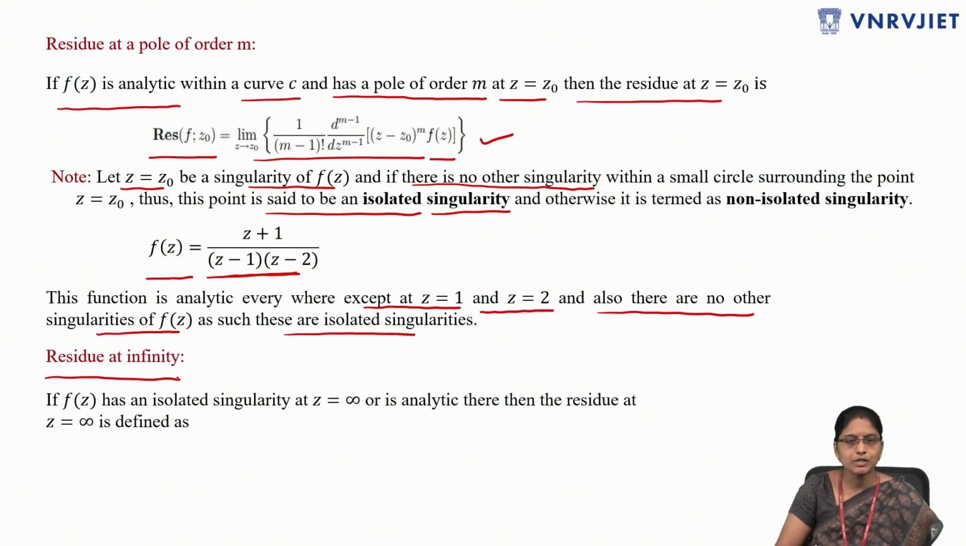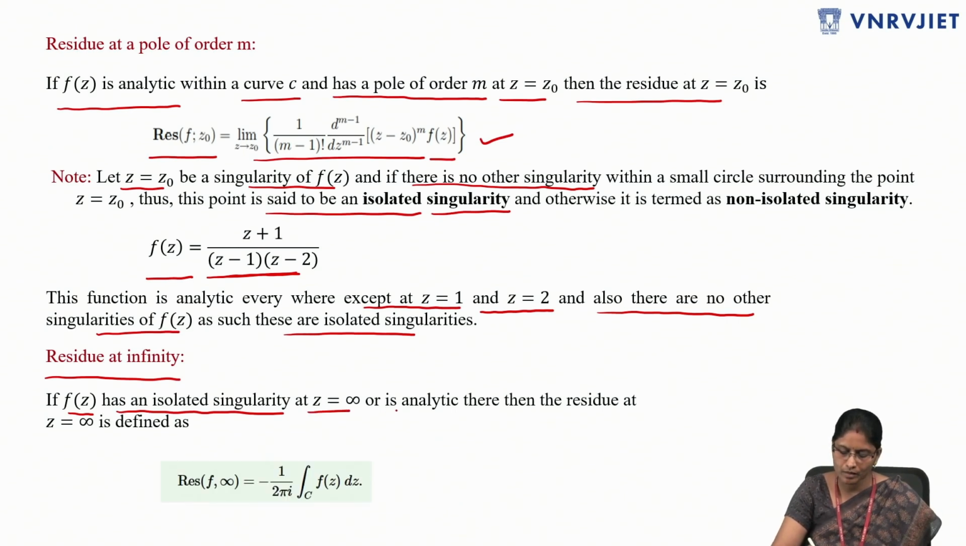Next definition, residue at infinity. If f of z has an isolated singularity at z is equal to infinity, or is an analytic function, then the residue at z is equal to infinity is defined as the residue of the function f of z at z is equal to infinity is equal to minus 1 by 2 pi i integral over c f of z dz.